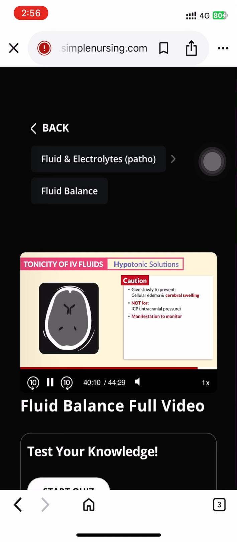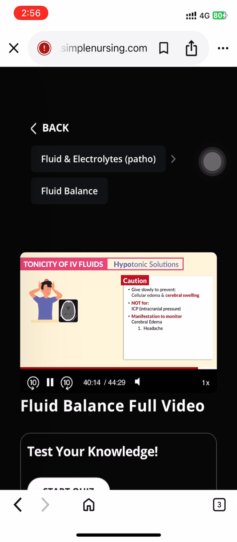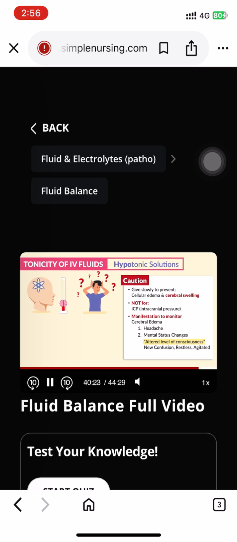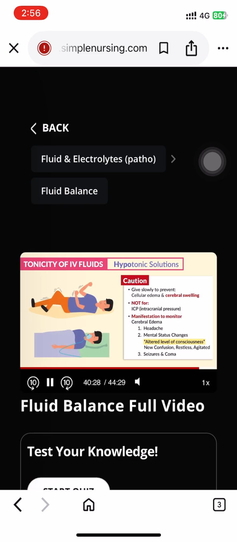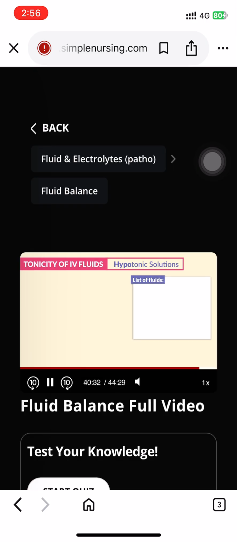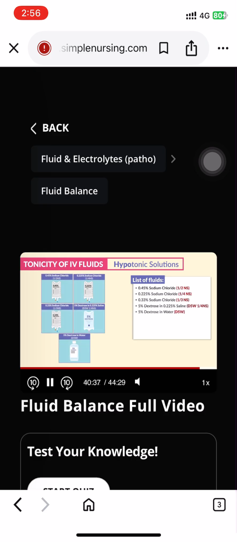Now for manifestations to monitor for, specifically cerebral edema, the number one sign is a headache. Number two is mental status changes, with a key term here, altered level of consciousness. Clients will appear newly confused, restless, or agitated, and finally progress into seizures and coma. Now for the list of fluids that you should write down. I know there's a lot, but you need to know these for your exams. So be sure to print out the study guides that we provide on this list of fluids.